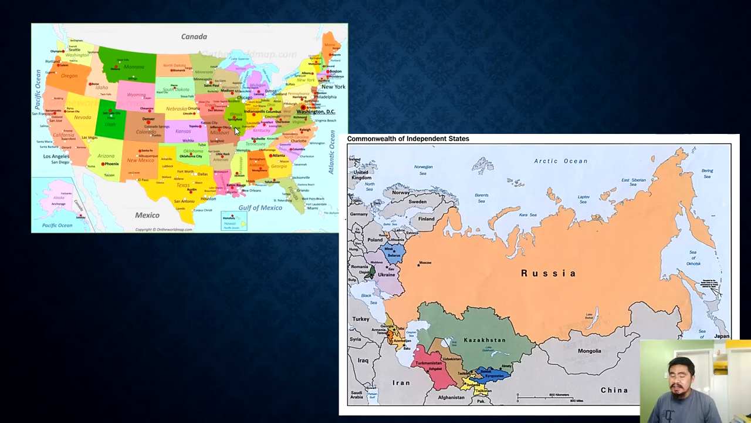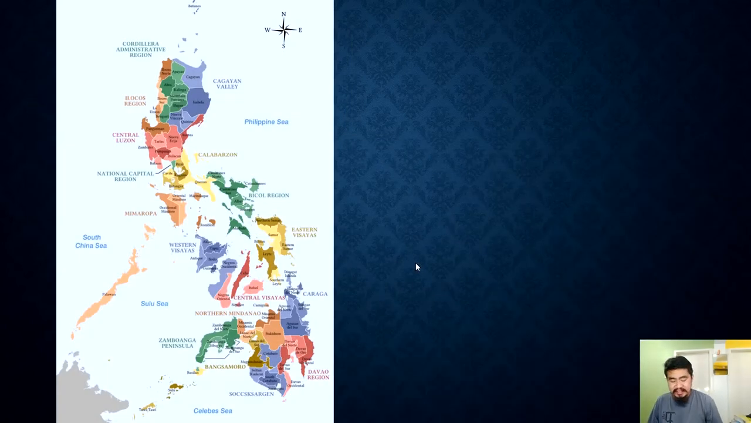So kung nasa Russia ka, the government will not just recognize Russians, but they also recognize, for instance, Chechnyans, Kalmyks, your Tartars. So yun yung composition, Ukrainians. So they recognize different nationalities. And supposedly, dapat ganun nga din sa Pilipinas, no? Just to provide you an insight kasi, no?